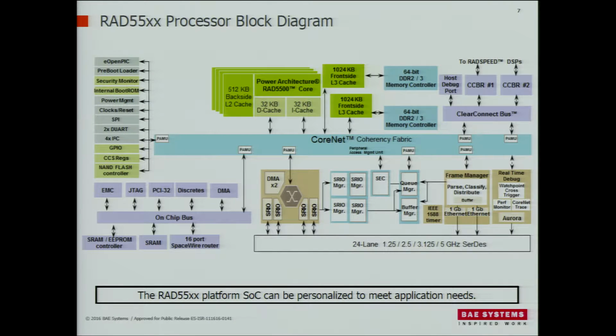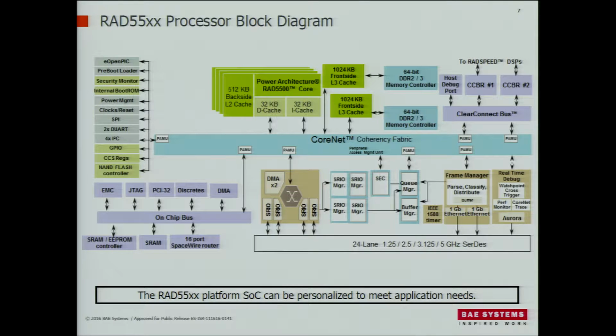So center on the top are the processor cores. So RAD5500, it's a 64-bit core. Each instance has both L1 and L2 cache. Going to the right from there are the L3 caches that sit in front of the DDR memory controllers. In the documentation, you'll also see the L3 cache referred to as platform cache.